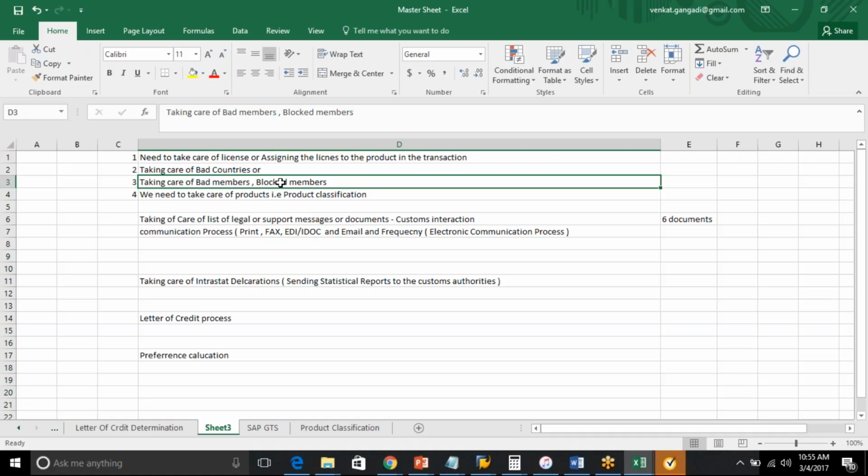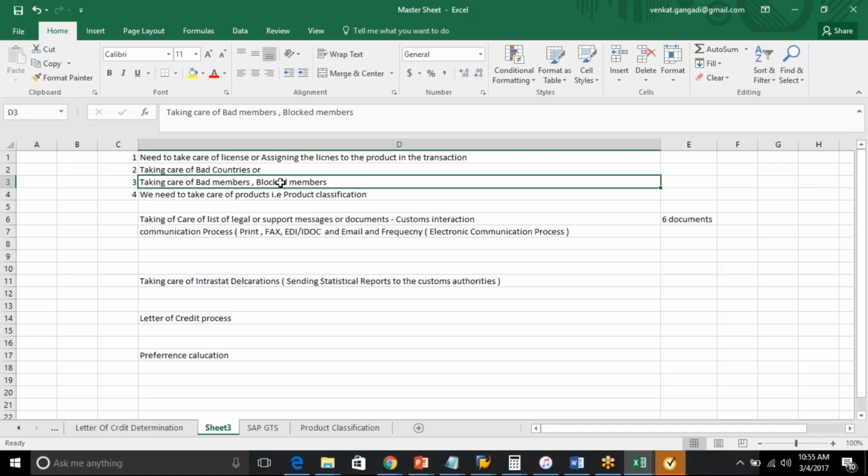So there are many names: sanction party list, denied party list, restricted party list, blocked party list, prohibited party list. There are different people with different lists, different terminology. So the point is, as part of your international trade, you need to validate or verify all your business partners against the list.